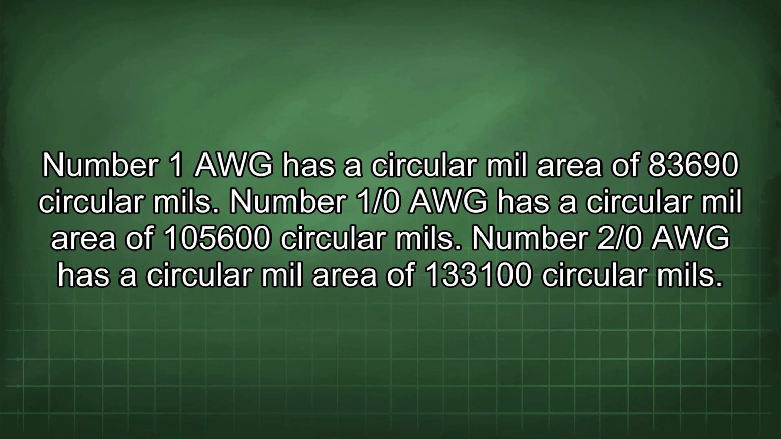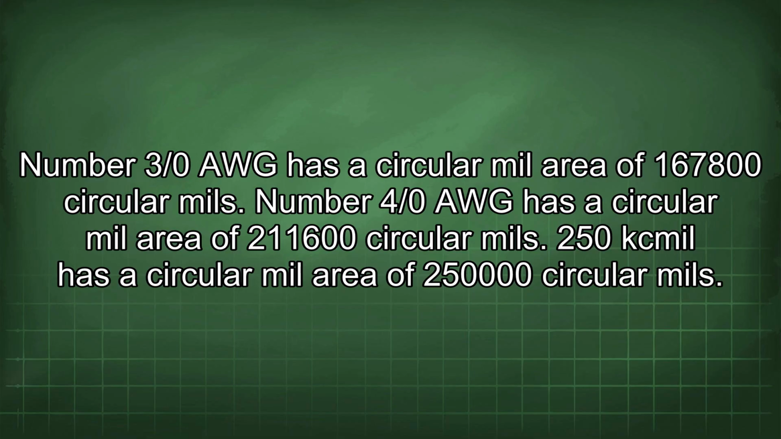Number 1/0 AWG has a circular mil area of 105,600 circular mils. Number 2/0 AWG has a circular mil area of 133,100 circular mils. Number 3/0 AWG has a circular mil area of 167,800 circular mils. Number 4/0 AWG has a circular mil area of 211,600 circular mils. 250 kcmil has a circular mil area of 250,000 circular mils.